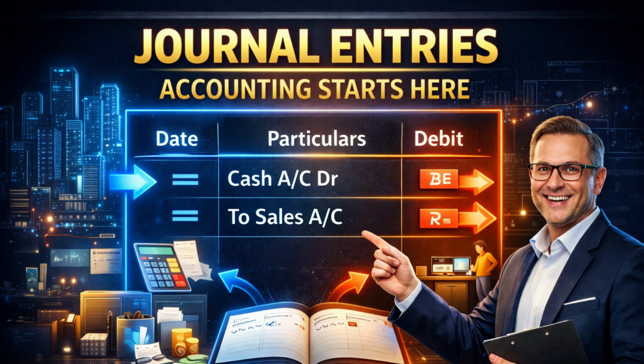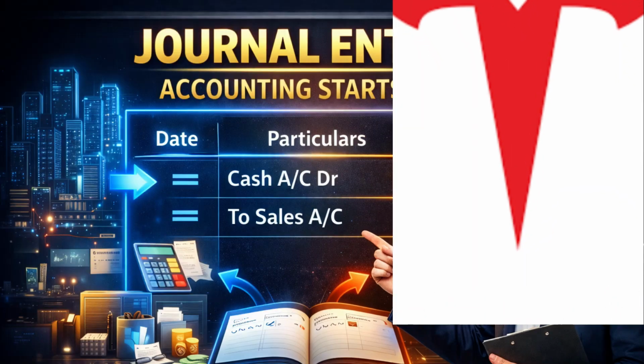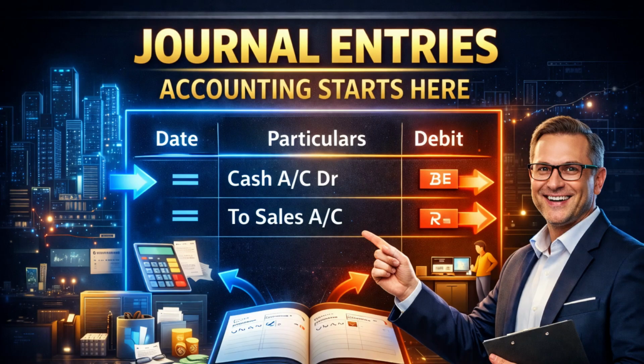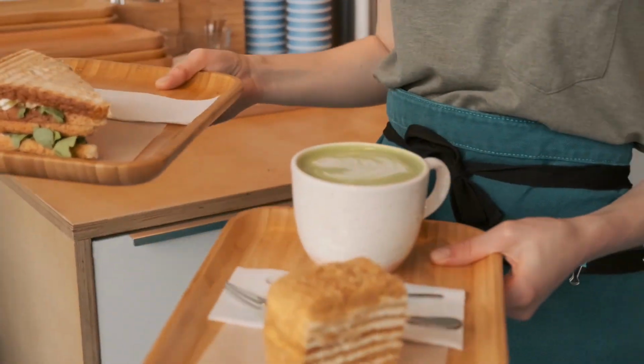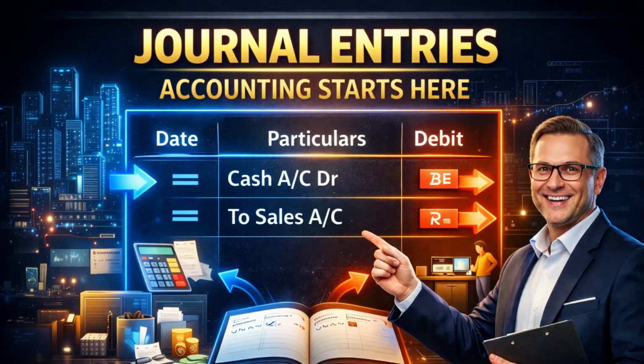Quick question. Have you ever wondered how big companies like Amazon or Tesla keep track of millions of transactions every single day? Or how your favorite local cafe knows exactly how much money they made last month? The answer is journal entries. And by the end of this video, you will know exactly how to create them like a pro, even if you have never studied accounting before.